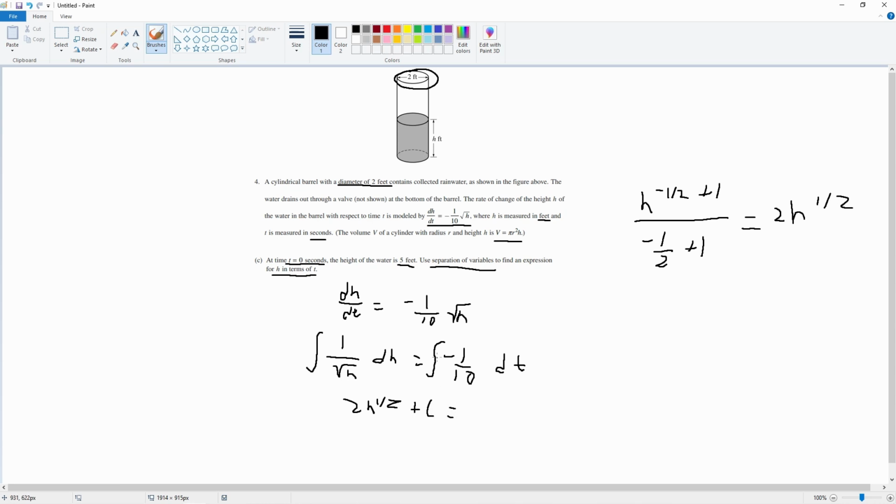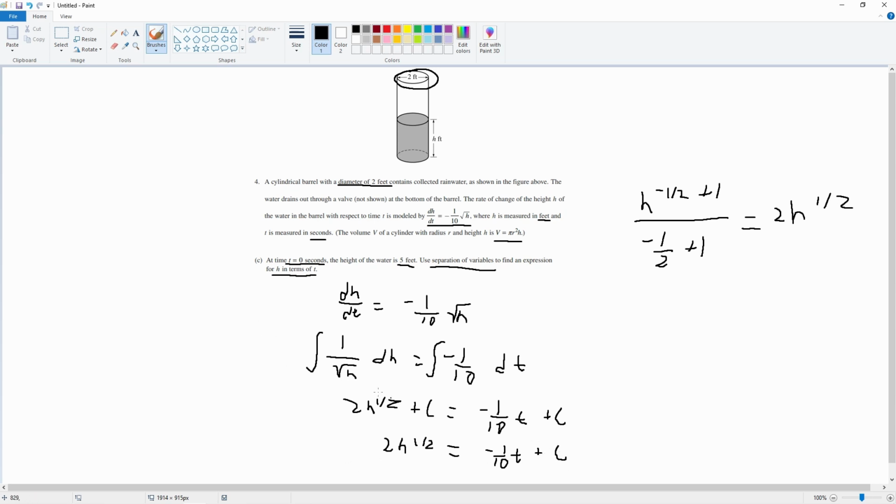And then if we integrate this, it is an easy integral. We just want to slap a t onto this constant. So it's going to be negative 1 over 10 t. And then we want to add our constant of integration. So that's just plus c. So something we could actually do with this constant is that we could take one of them out, because an arbitrary constant minus an arbitrary constant is just going to be another arbitrary constant. So we could rewrite this as 2h to 1/2 is equal to negative 1 over 10 t plus c.